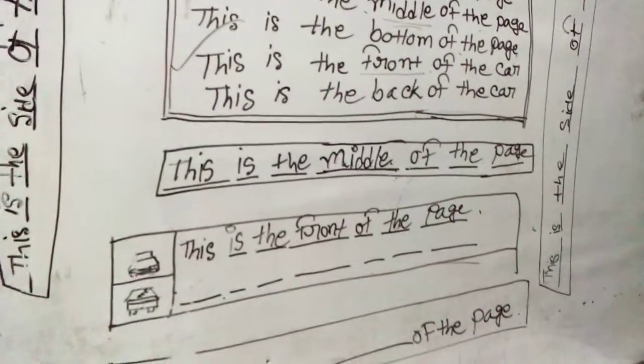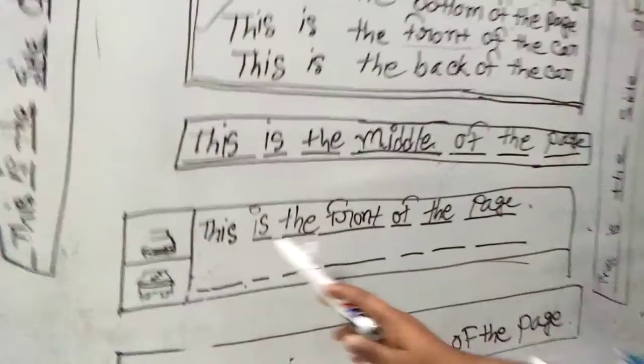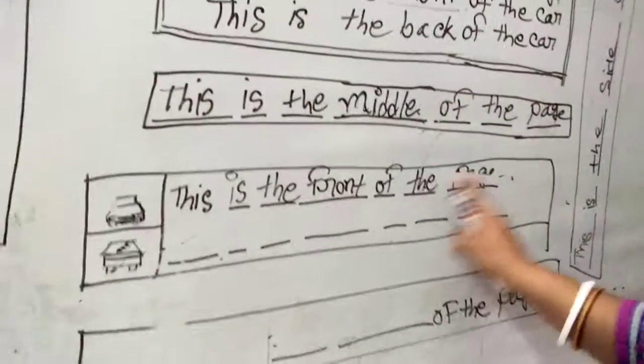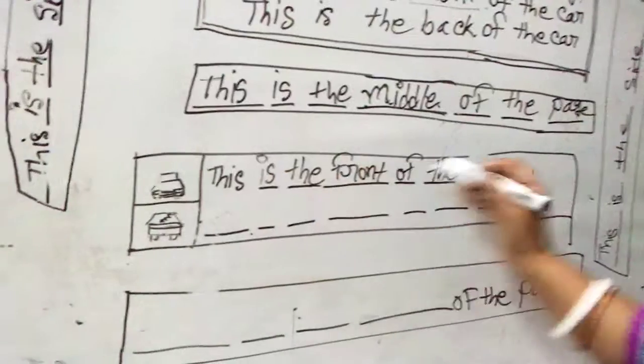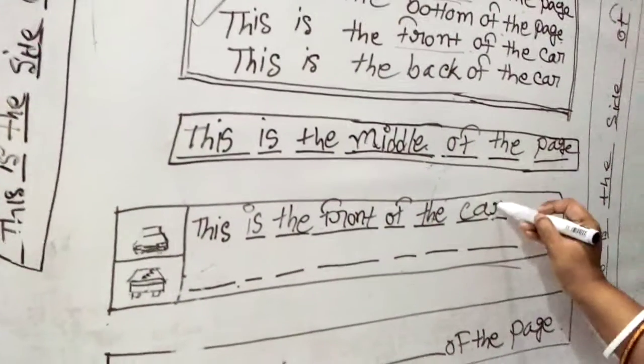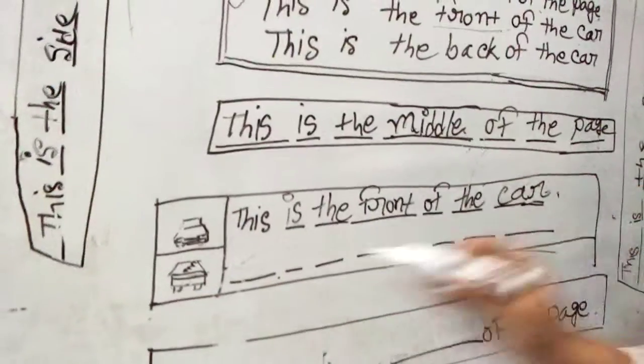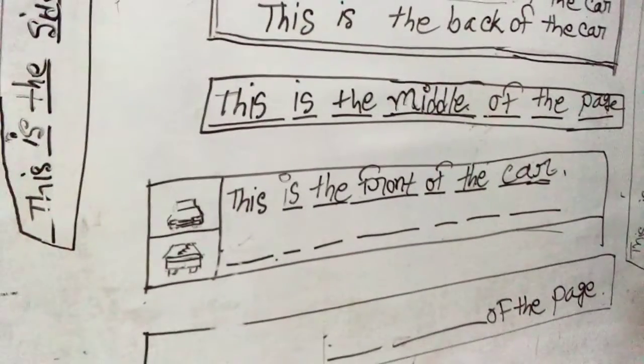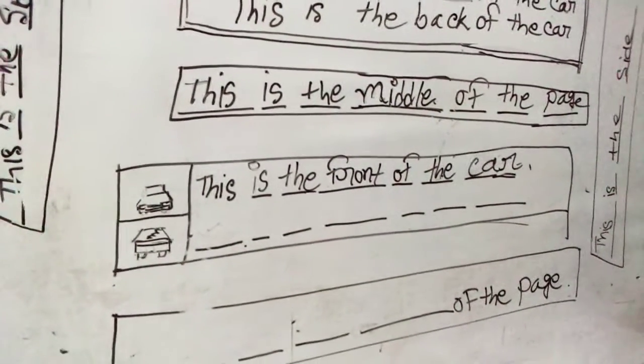Okay, if the first picture is the front of the page, not page. Is it the picture of a page? It is the picture of a car, so I have to write here car. Not a page, as car is already given here. So this is the front of the car.